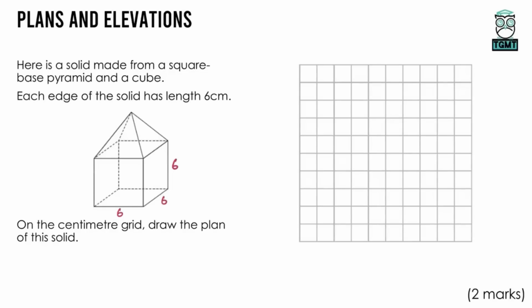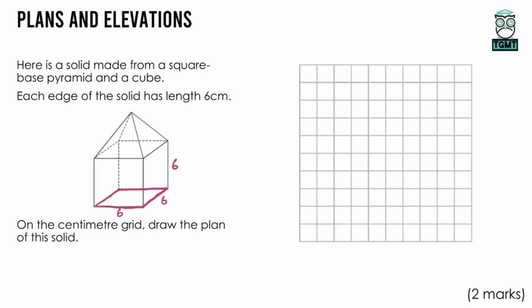Now the plan is from above. When you're drawing a plan from above, if it's difficult to visualise the top from above, you can always have a look at this base. And the base here is a 6 by 6 square. And that's essentially what we're going to see from the top.